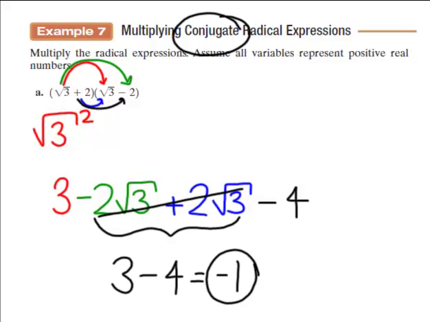Every single time you multiply a radical expression by its conjugate, you should end up with only numbers. All of your radicals should go away. They're either going to cross off like we saw right here, or because you have 2 of them, they are going to cancel each other out.